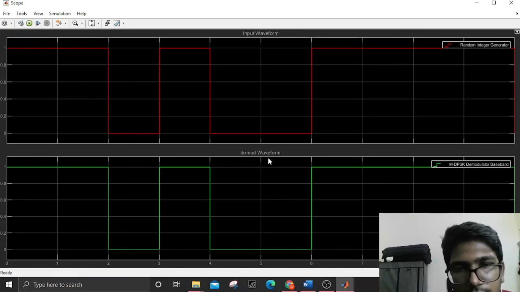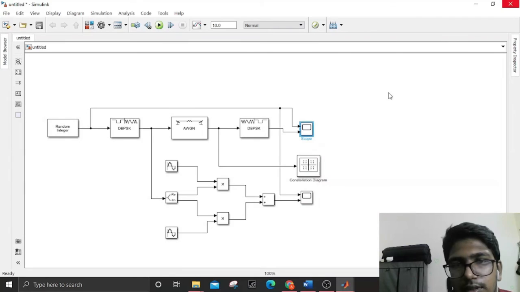The output of demodulation waveform is exactly same as input waveform. This shows that demodulation process occurred correctly. This is all the simulation for the DPSK.